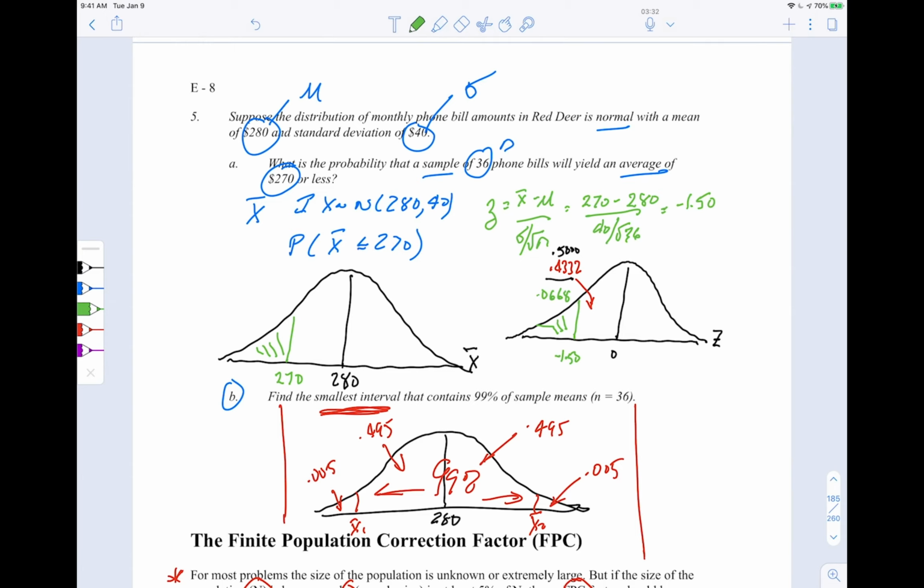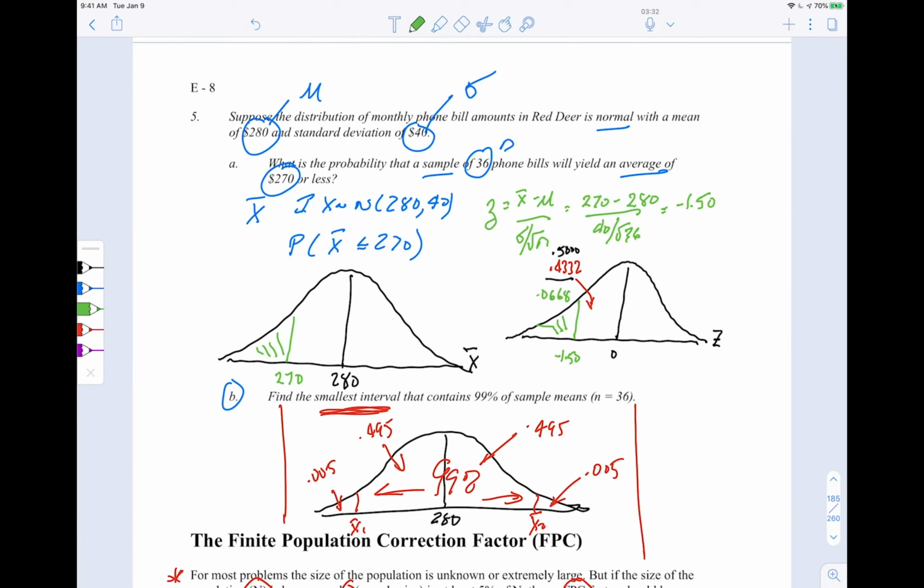So I think I left you with the blue part here, which was just the first couple of statements, and I finished off the problem here. So this is the problem. Suppose the distribution of monthly phone bills in Red Deer is normal with a mean of 280 and a standard deviation of 40. So that's our mu and our sigma.